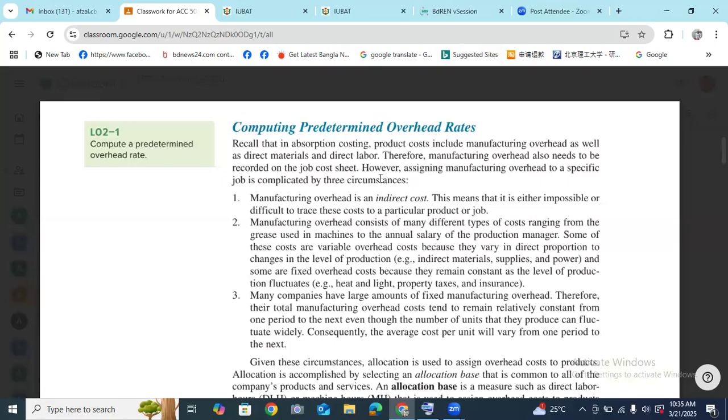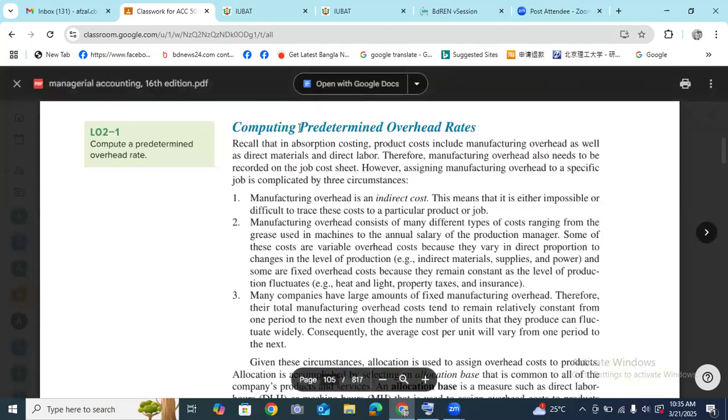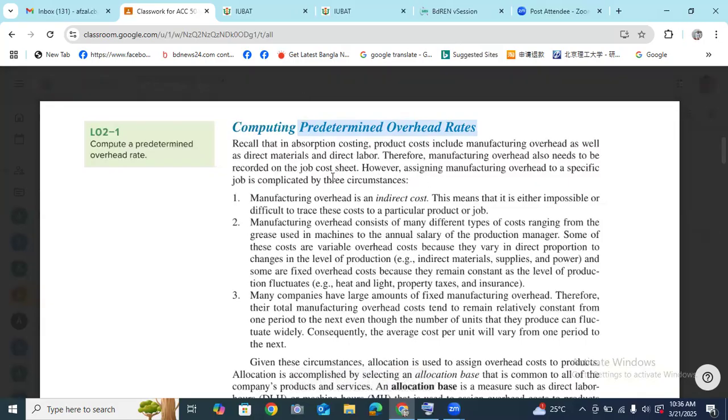They have to assign a correct or near-correct amount of manufacturing overhead to the particular job, isn't it? That's why we use predetermined overhead rates. Do you get this? Yes, sir. So now, how do we compute this predetermined overhead rate? We have to know the formula.